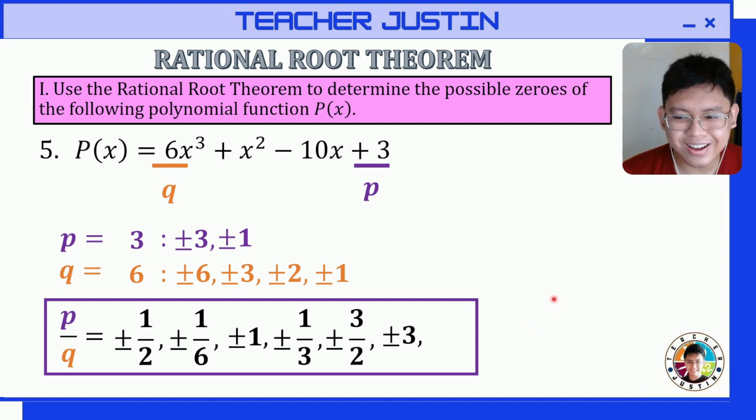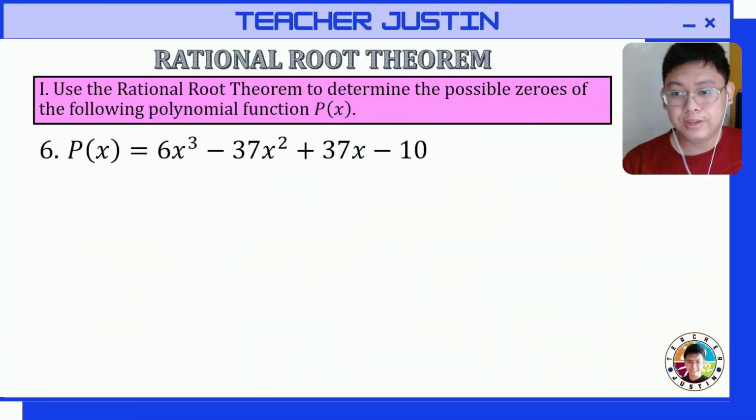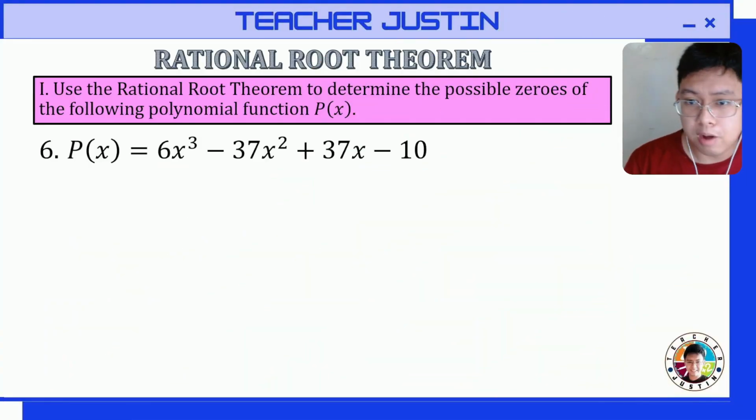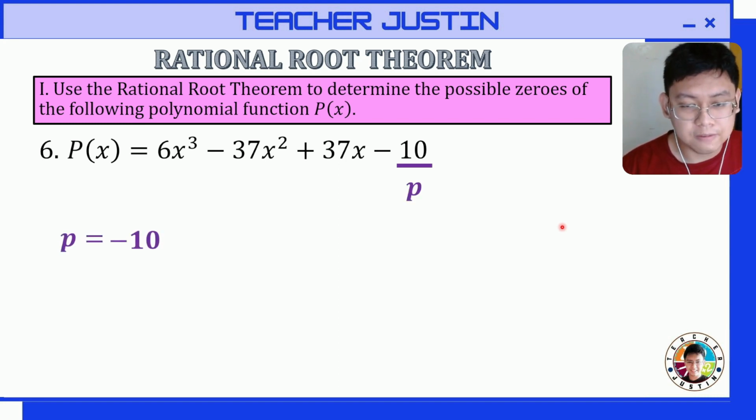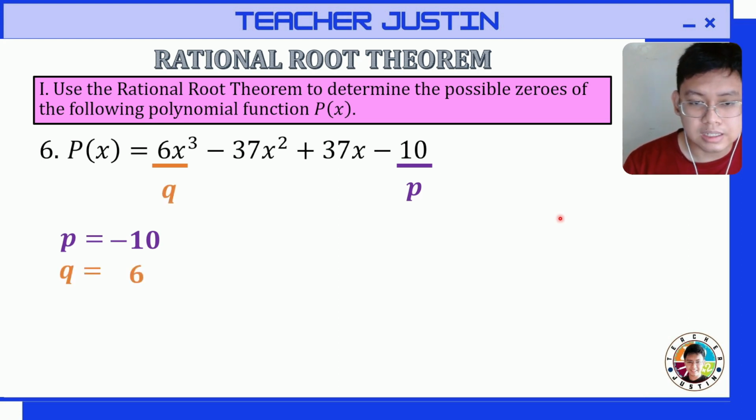And that's it. Ta-da! Alright. Okay, let's have this item. Let's use the rational root theorem to determine the possible zeros of this polynomial function. So, ang first step natin is for us to get the p and q of our polynomial function. So, yung p natin is the constant term of our polynomial function. So, it is negative 10. Yung q natin is the numerical coefficient of our leading term. So, our q is equal to 6.